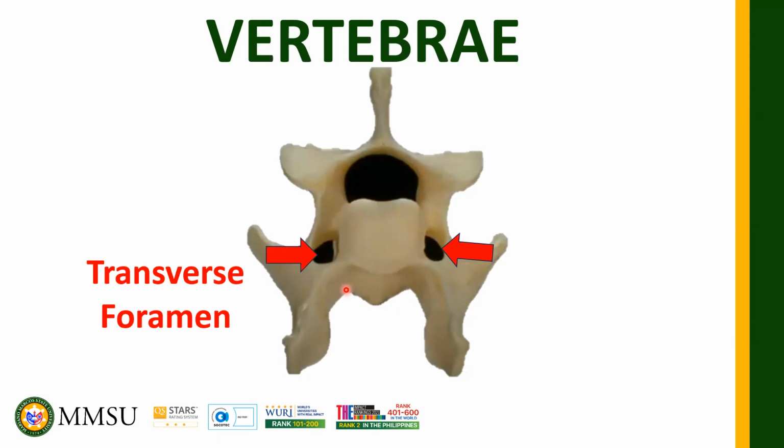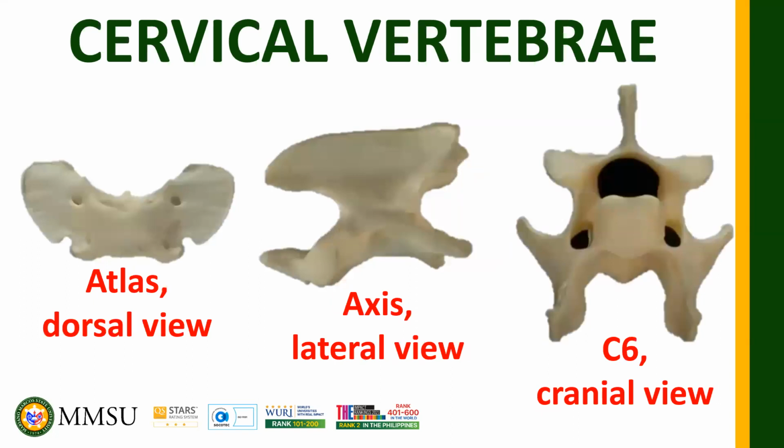It usually runs through etong mga kanal na to as it passes through the cervical vertebrae on its way to supply blood to the brain and spinal cord. Now we have here the cervical vertebrae. They are usually the vertebrae that is being found in the neck region or the cervical region of the vertebral column. So actually they are 7. There are 7 cervical vertebrae, pero we will just focus on 6.